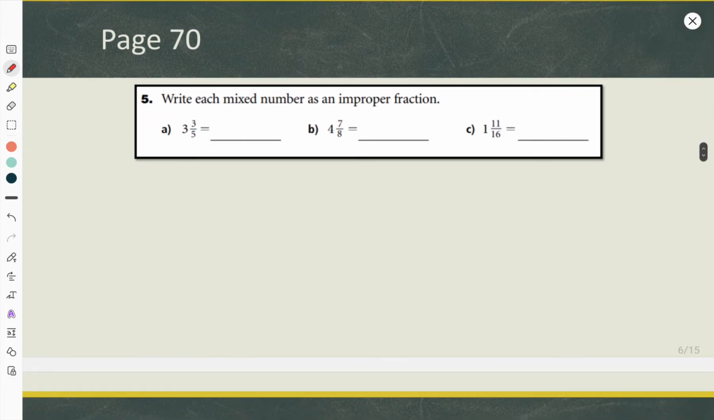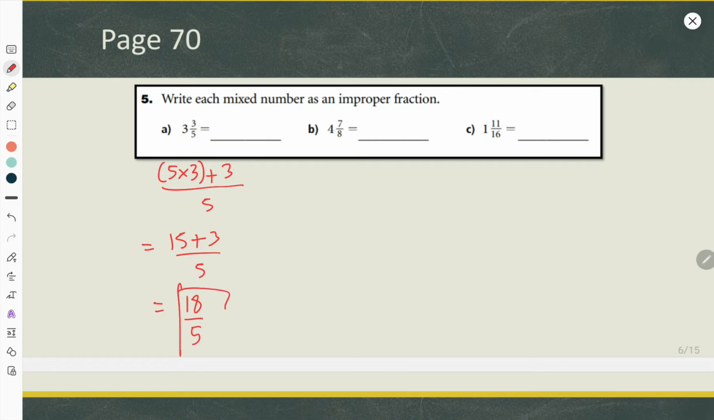All right, next one, guys, converting into improper fractions. This is pretty easy. For the first question, I'm going to do it step by step. So we have 5 times 3 plus 3 over 5, which is equal to 15 plus 3 over 5, which is 18 over 5. This will be our final answer, right, guys?